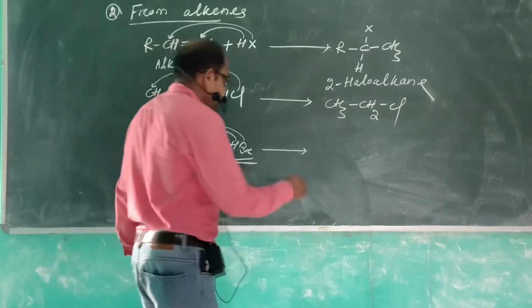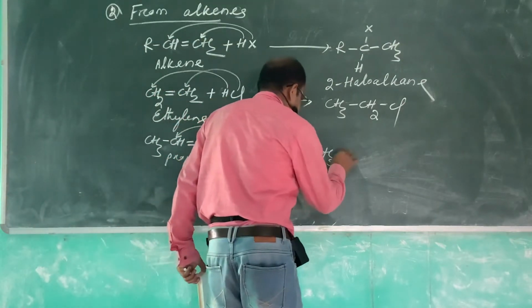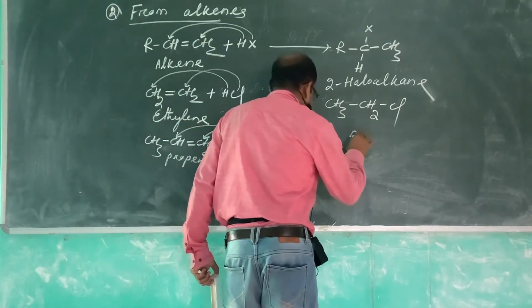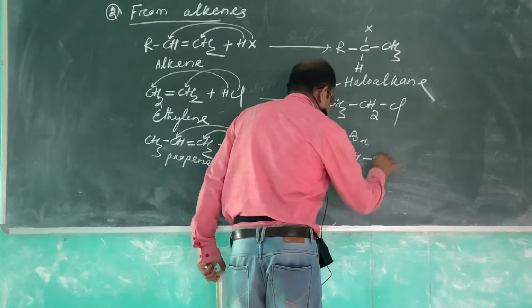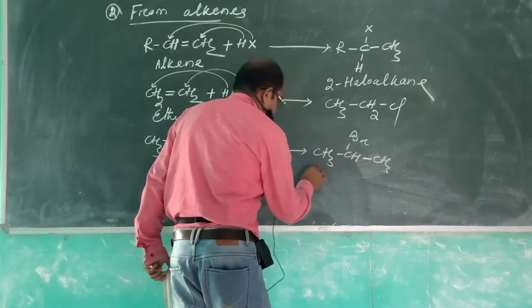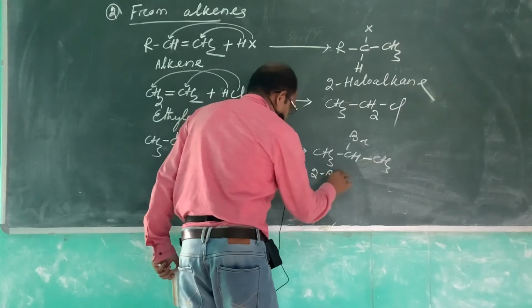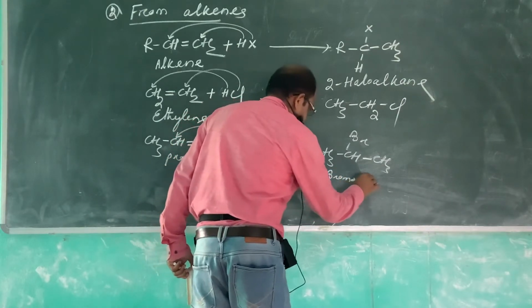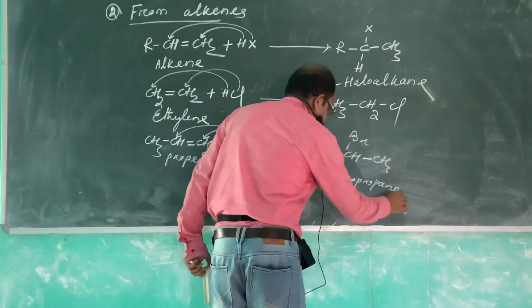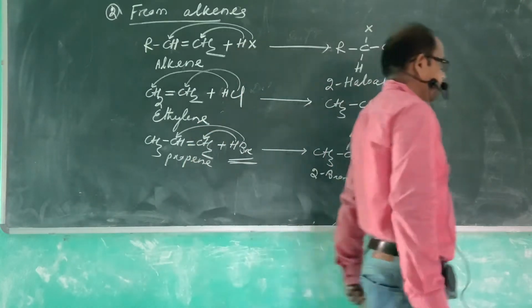We can get CH3, CH, Br, CH3. This is called 2-bromopropane.